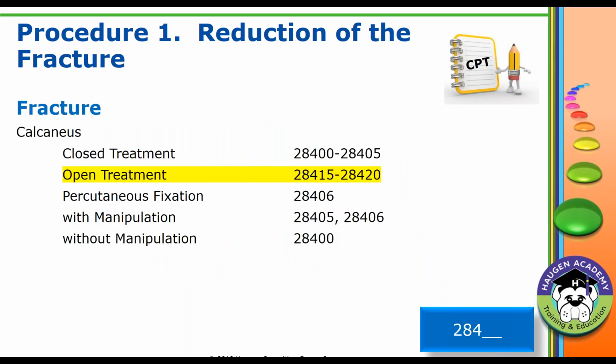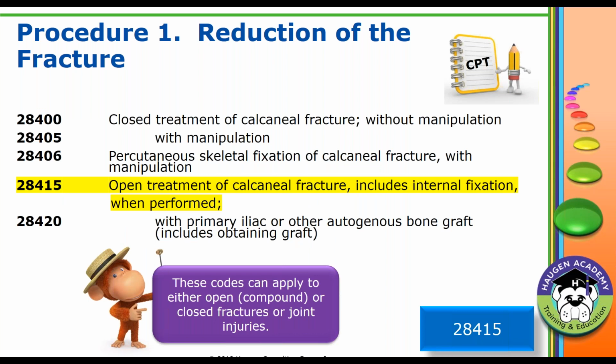So let's move on to our CPT code. What we know is that the repair involved an open reduction of a bone fragment of the calcaneus. So if we look in our CPT index, we'll start with fracture, and then we'll go down to calcaneus, and then we know it was open. So we are directed to 28415 through 28420. So once we get there in our CPT code book, these are our options.